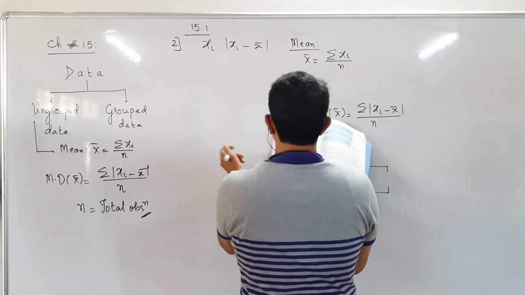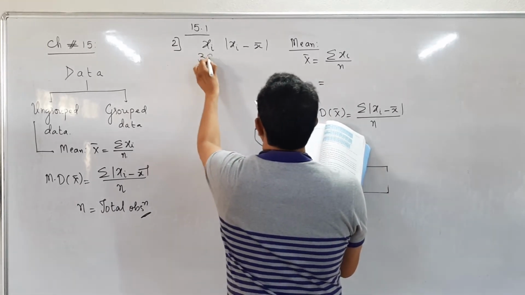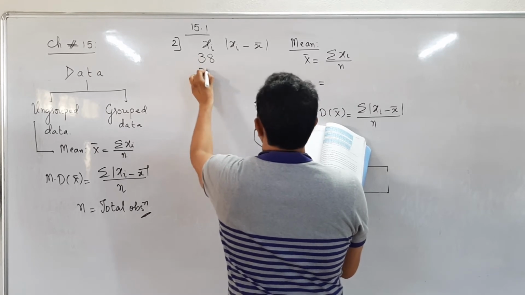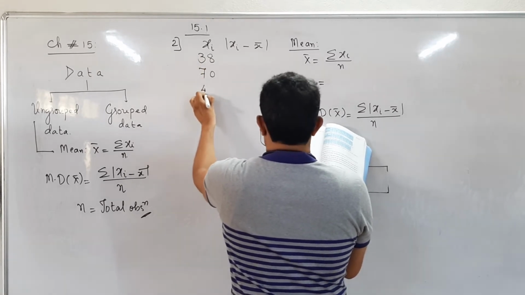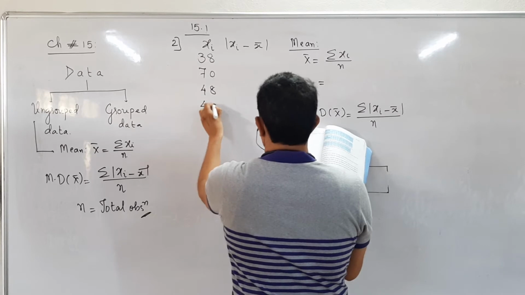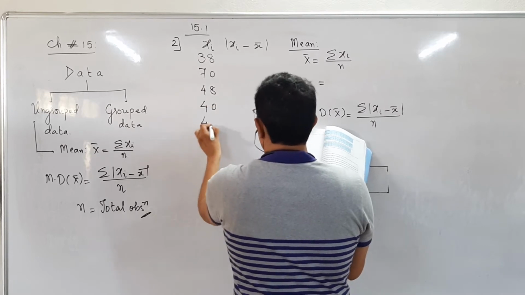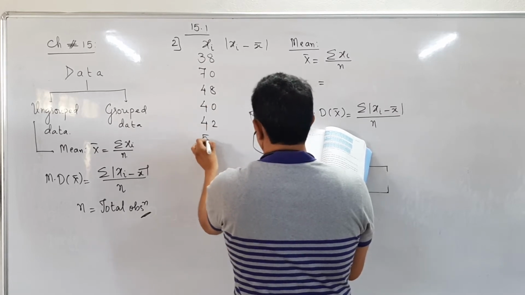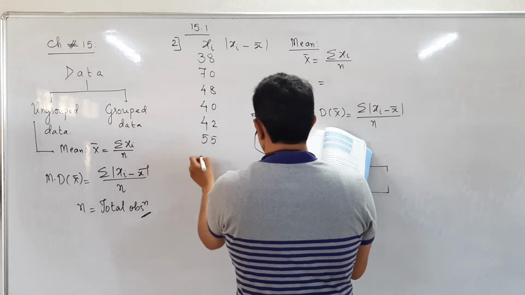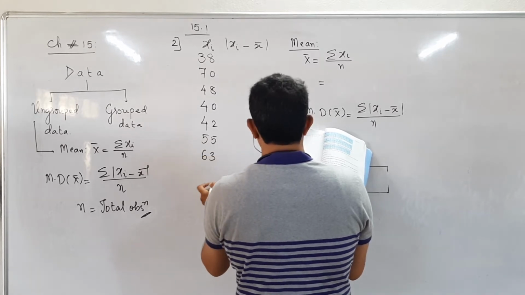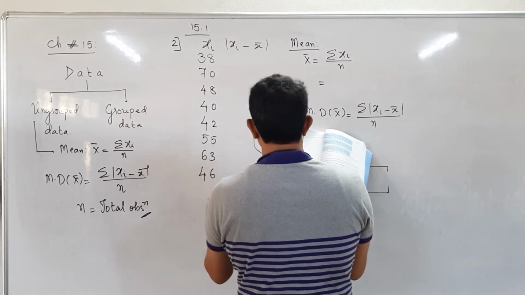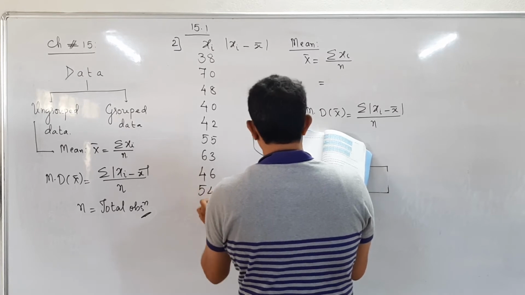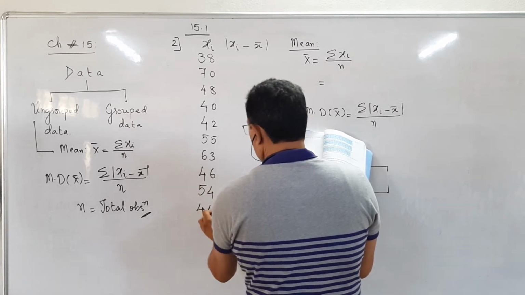I note down the observations: 38, 70, 48, 40, 42, 55, 63, 46, 54 and 44.